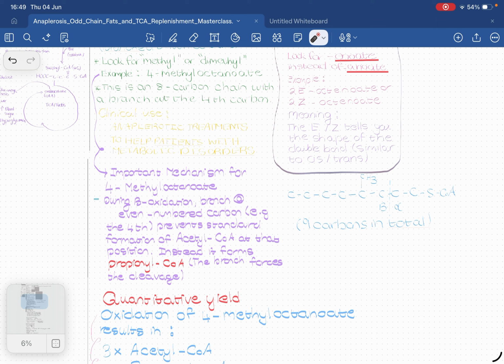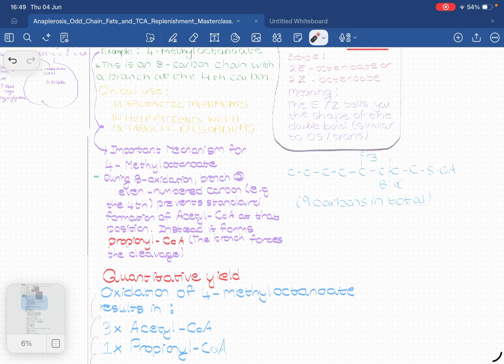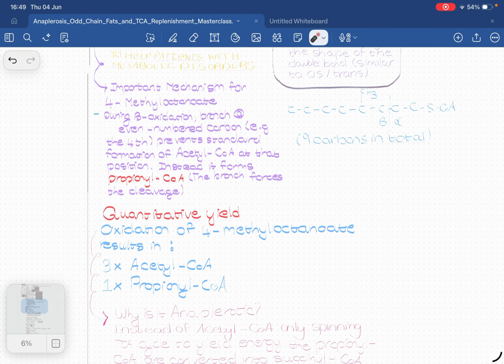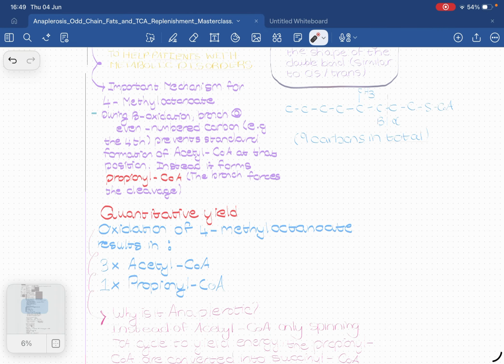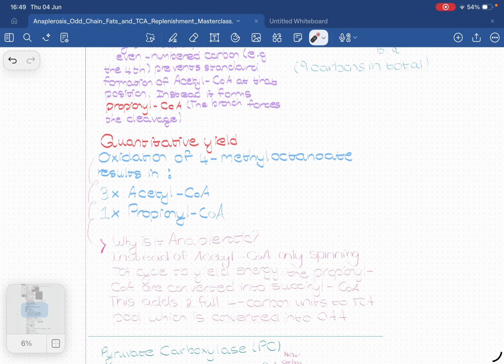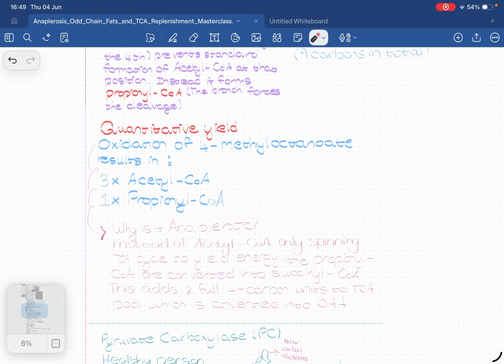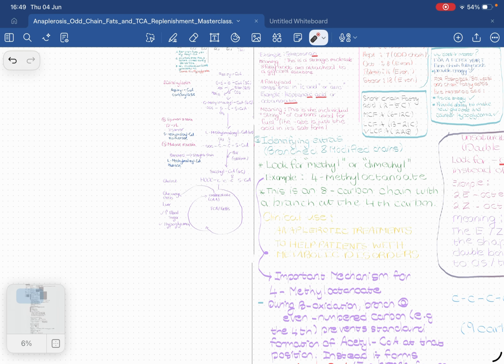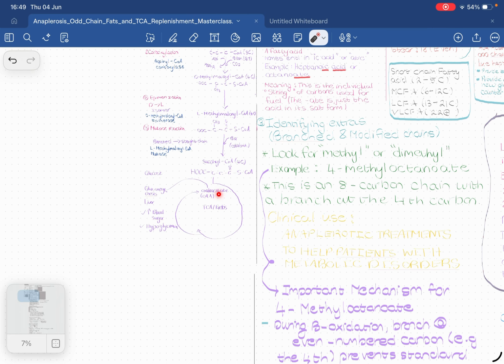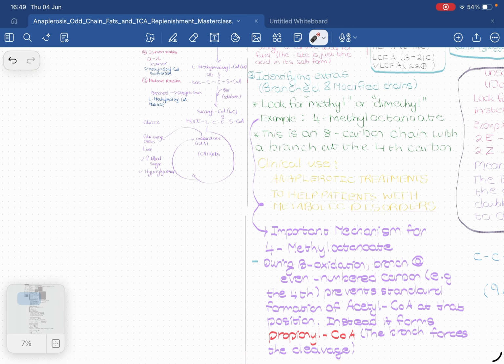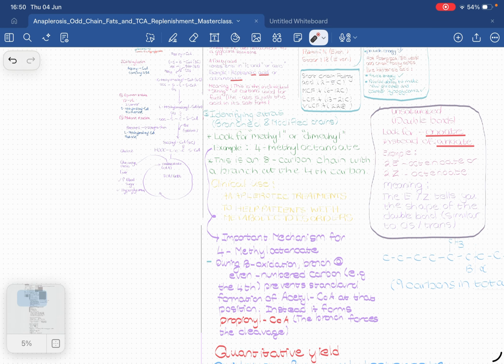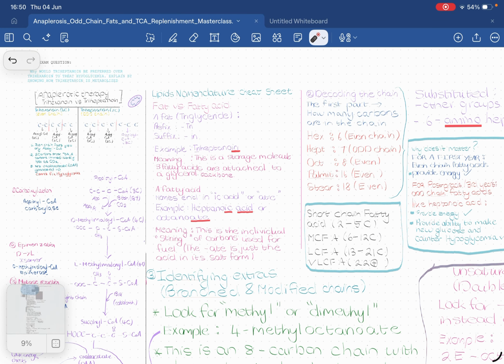So this is actually an even-numbered carbon chain, and it prevents the standard formation of acetyl-CoA at the branch position. So it'll also form propionyl-CoA. It'll form 3 acetyl-CoAs and 1 propionyl-CoA. I might explain this in the next video because it also came up in the test. So it is also anaplerotic, because it forms the same propionyl-CoA that I showed you here. That'll then be converted into oxaloacetate and then into glucose. But it has a little bit of a different oxidation mechanism, though it's not important for this video.